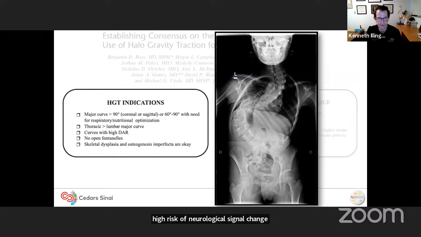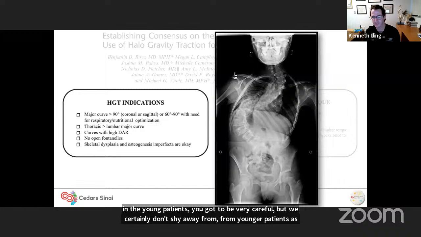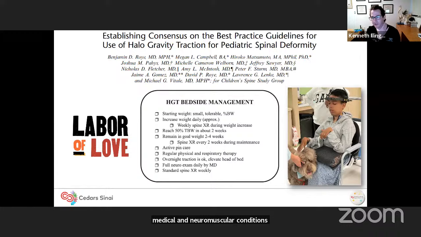And in the young patients, you got to be very careful. But we certainly don't shy away from younger patients as well. We do these in kids with skeletal dysplasia, osteogenesis imperfecta, and all types of underlying medical and neuromuscular conditions. I tell all my trainees who do this with me, whether it's a resident or the fellows or med students, that traction in my hands is a daily labor of love. It's a daily labor of love for the residents, for the nursing staff, for all of the care team who's involved in taking care of these kids.